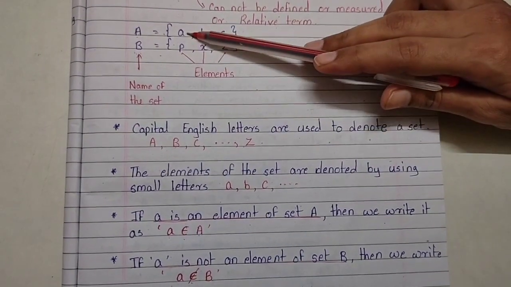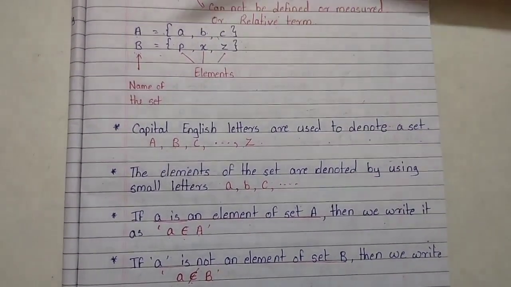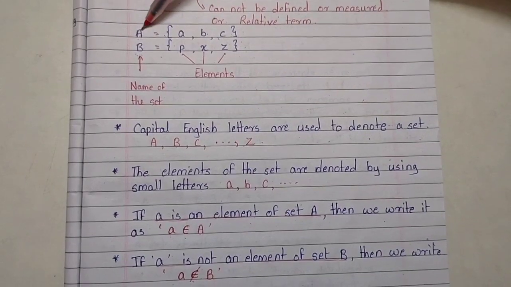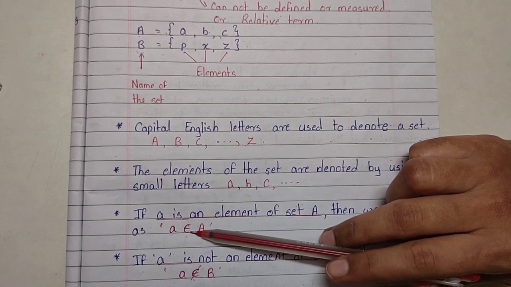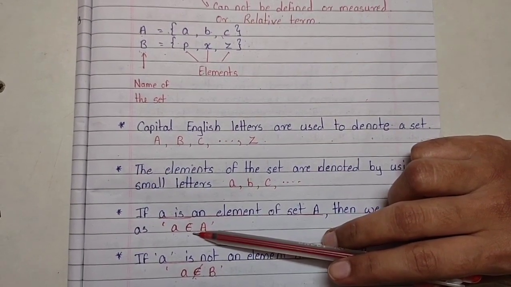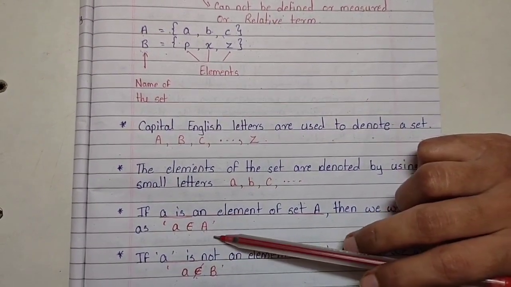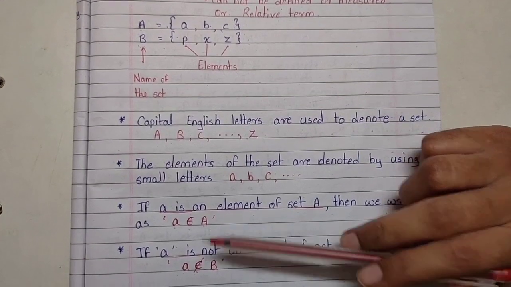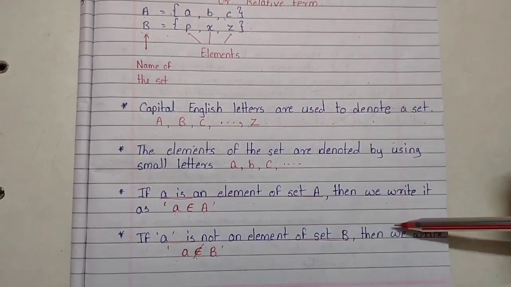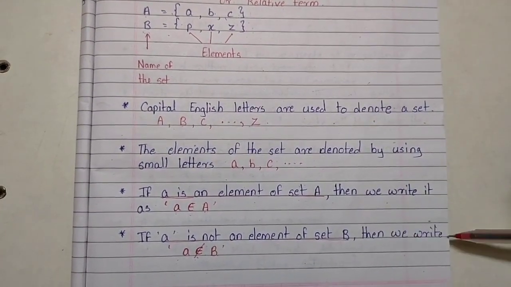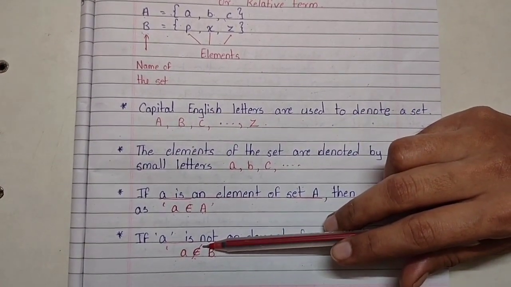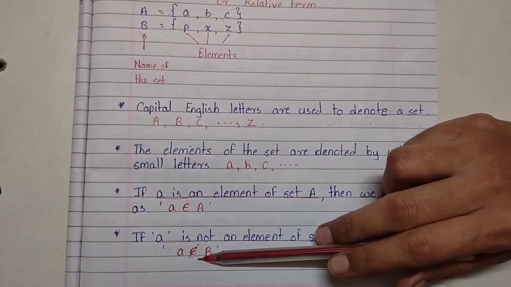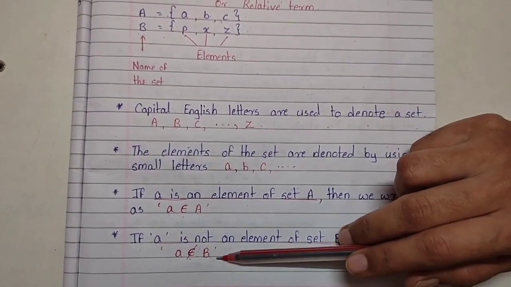If a is an element of set A, then it is represented by the belongs to sign. The meaning of this is a is an element of A. If a is not an element of set B, then how will we write it? We just cancel the belongs to sign. It means a is not an element of set B.